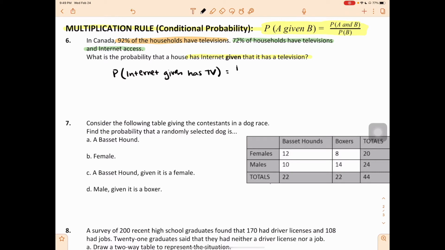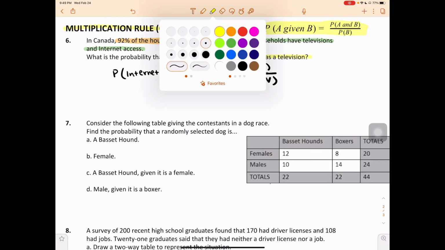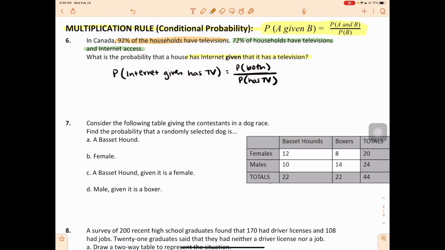So this would be the probability of somebody having both of them divided by the probability of them just having a TV. Because if we know they have a TV, we want to know, all right, how many people with a TV have internet as well? Okay, so this part here, having television, says here 92% of the households have televisions. So that is this probability right here. Okay, and that's what I got here.